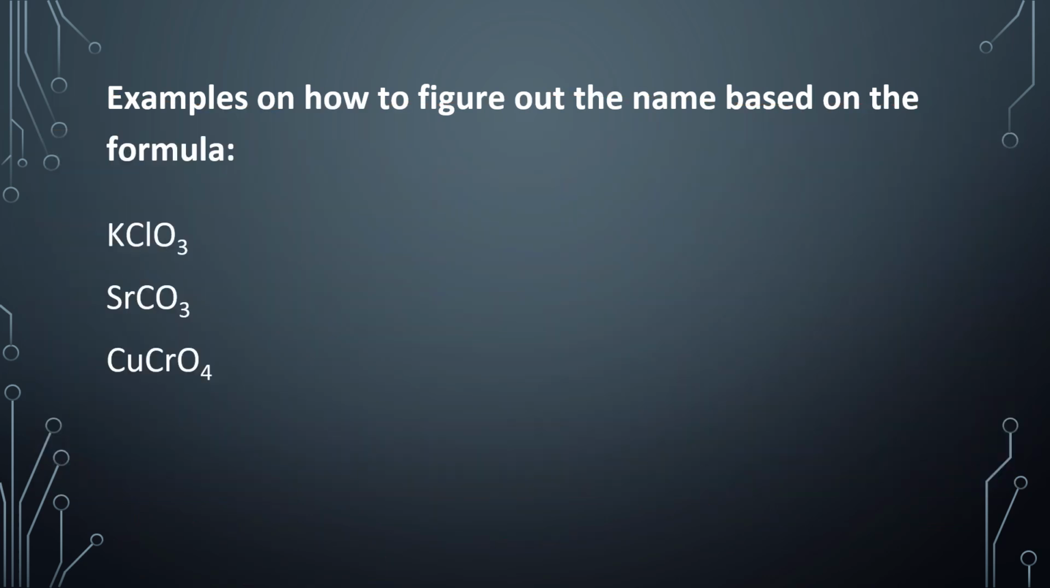Examples on how to figure out the name based on the formula. So we have a potassium here, and recognize that this polyatomic ion is chlorate. So the name is potassium chlorate. Oops. This is Sr, strontium, and this is CO3. That right there is carbonate, so the name is strontium carbonate.